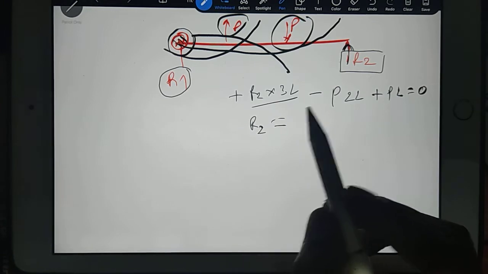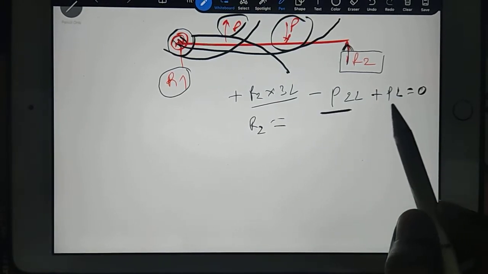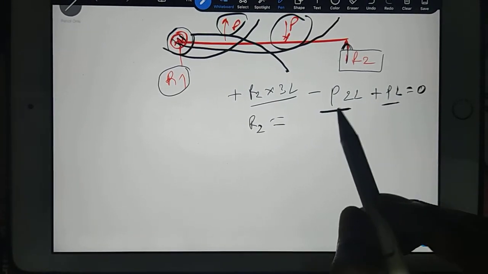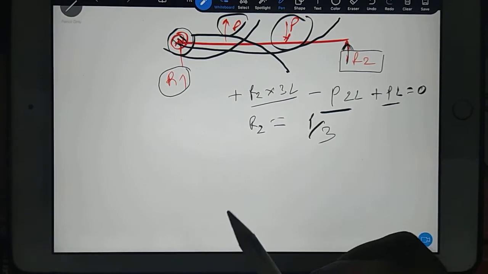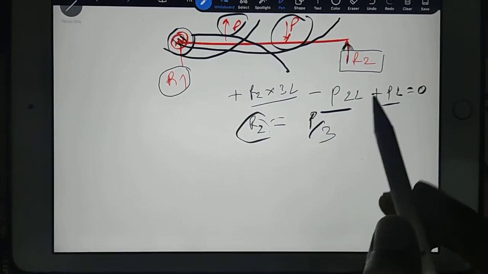What is the value of R2? If you calculate minus 2PL and plus PL, it will be giving you minus PL. So take minus PL to the right side and L will get cancelled. So P by 3 will be your final R2. P by 3 is your final R2.